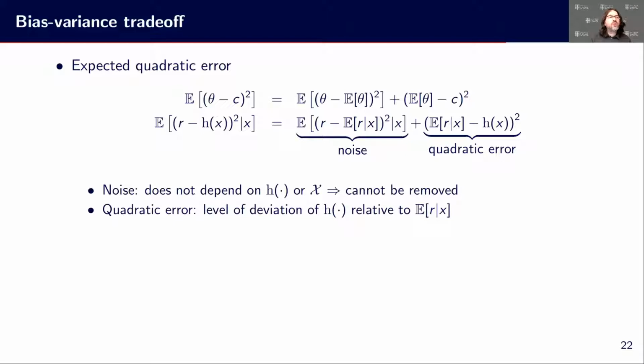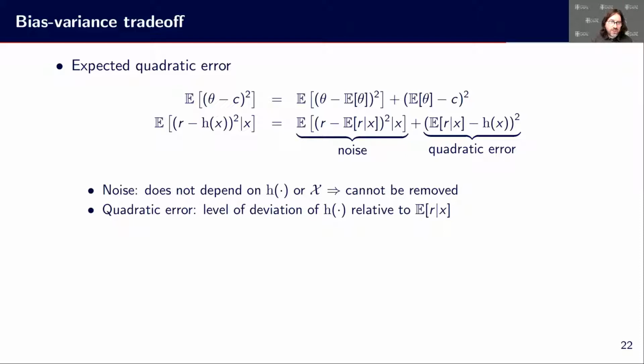The point is that the noise does not depend on H, so we cannot remove it. It is not based on the data by itself. It is in the data, but it's coming from the phenomenon. So we should somehow not care. We will never be able to get an error of 0 unless we have a noise-free data set.